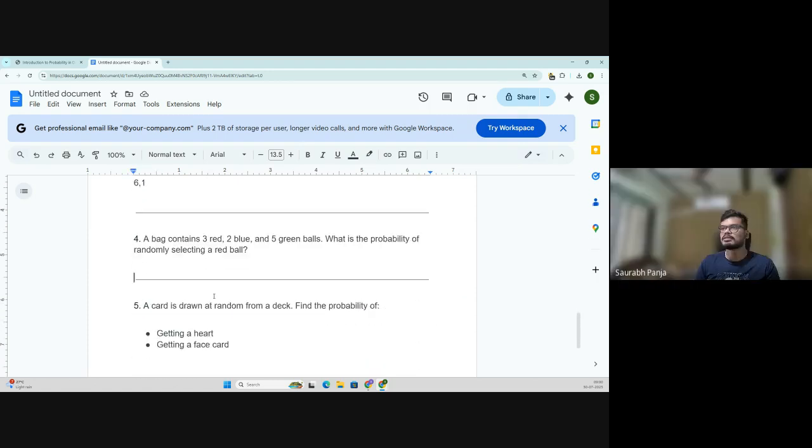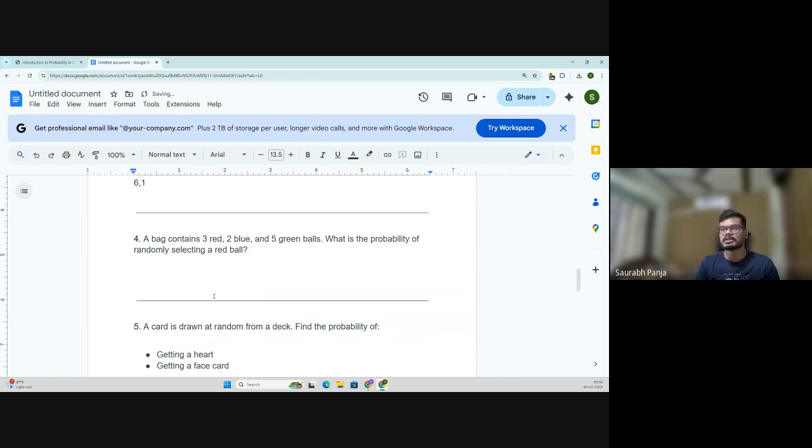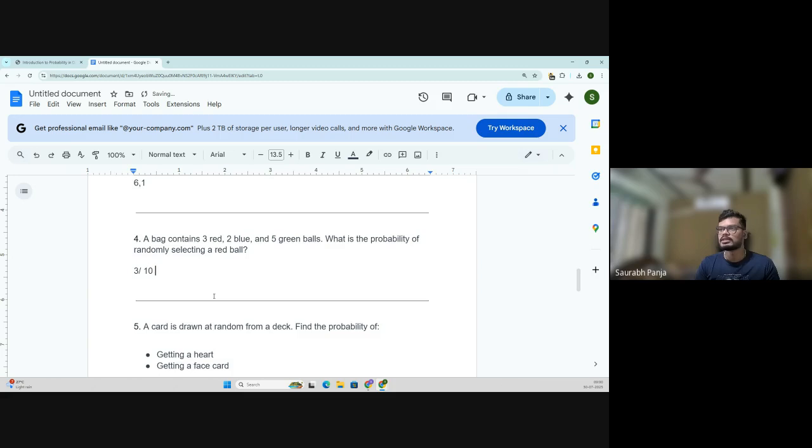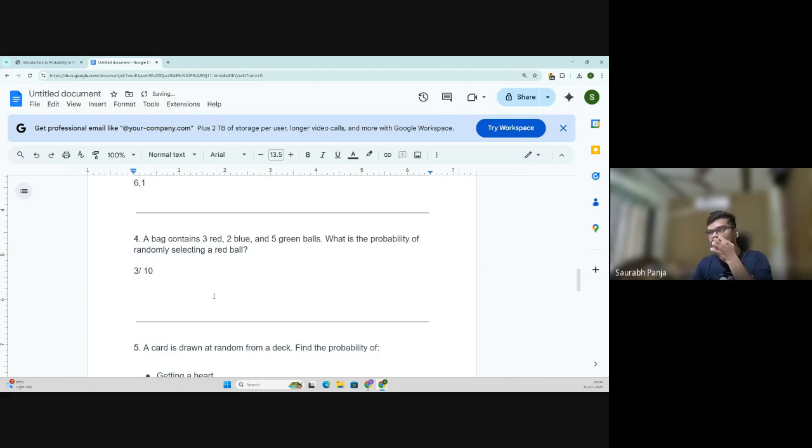Easy, easy, easy. Okay. A bag contains 3 red balls, 2 blue balls, 5 green balls. What is the probability of randomly selecting a red ball? 3 by 10. Excellent. What is the probability of randomly selecting a blue ball? Would be 2 by 10. How come? Total number of outcomes is 3 plus 2 plus 5, which is 10, and the favorable outcome is 2.